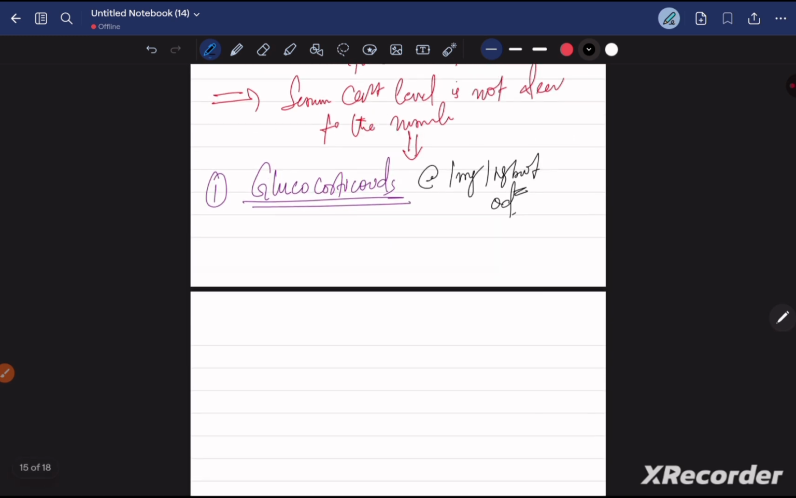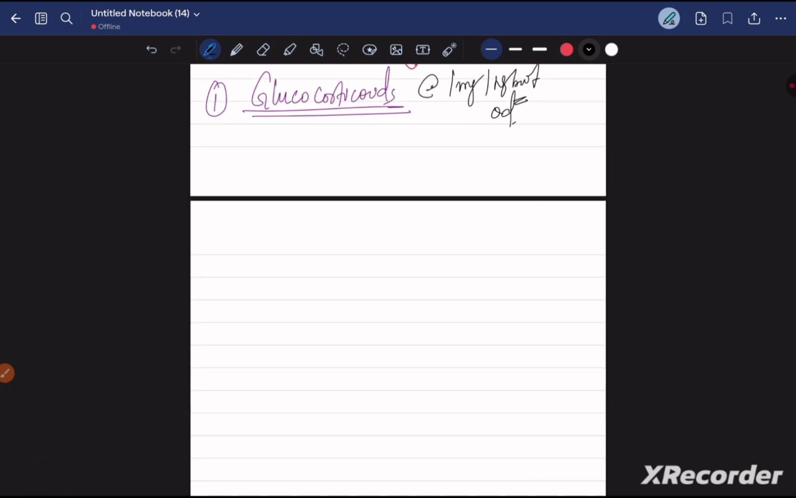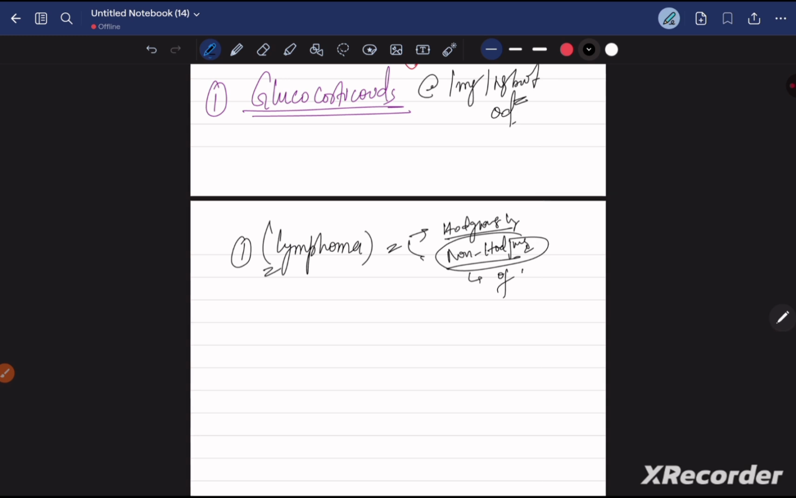Now, what is the mechanism by which these glucocorticoids help in the treatment of hypercalcemia? Remember, glucocorticoids are only used in those primary hyperparathyroidism cases where there is lymphoma. Suppose there is a lymphoma of the parathyroid gland. There are two types of lymphomas in the body, Hodgkin's lymphoma and non-Hodgkin's lymphoma. Not the mandate of this lecture, but lymphomas are the cancers of lymphocytes.